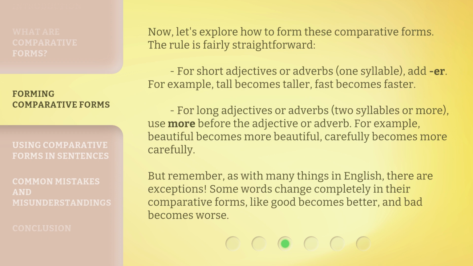Now, let's explore how to form these comparative forms. The rule is fairly straightforward. For short adjectives or adverbs, one syllable, add er. For example, tall becomes taller, fast becomes faster. For long adjectives or adverbs, two syllables or more, use more before the adjective or adverb. For example, beautiful becomes more beautiful, carefully becomes more carefully.